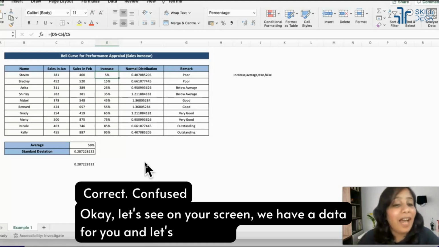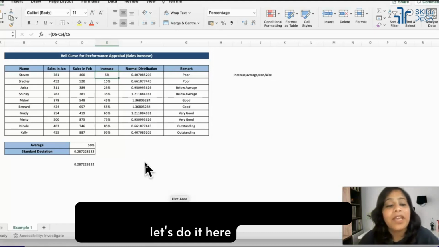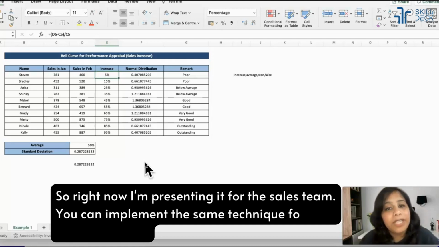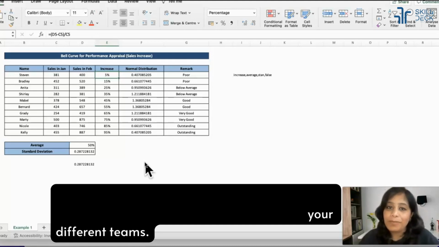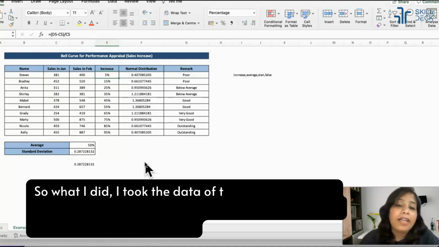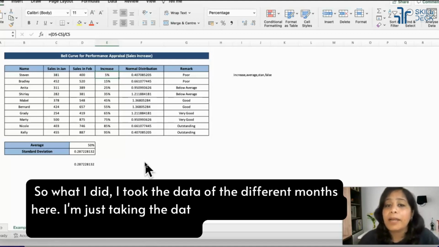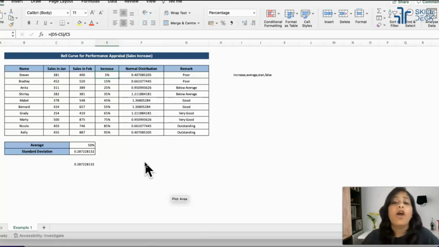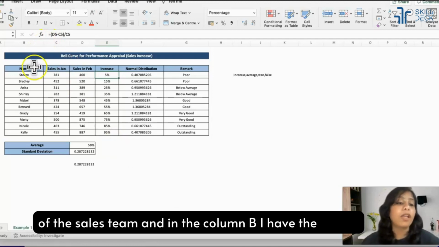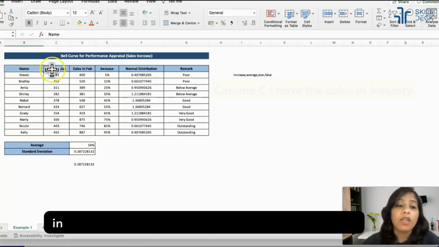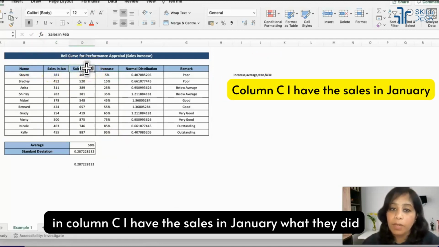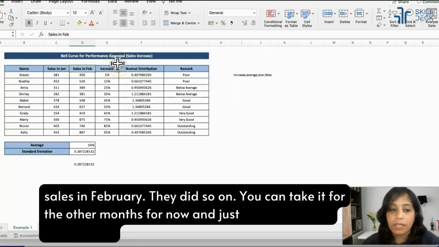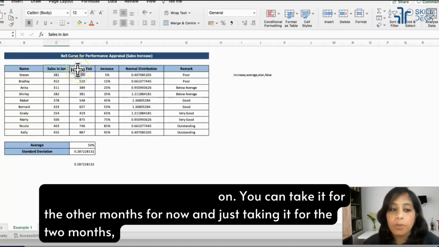On your screen, I have data for you, and let's do it here. Right now I'm presenting for the sales team. You can implement the same technique for your different teams. I took the data of different months. Here I'm just taking the data for 2 months. You can take it for all the months of the sales team. In column B, I have the names. In column C, I have the sales in January, what they did. Sales in February, they did. So on, you can take it for the other months. For now, I'm just taking it for the 2 months.